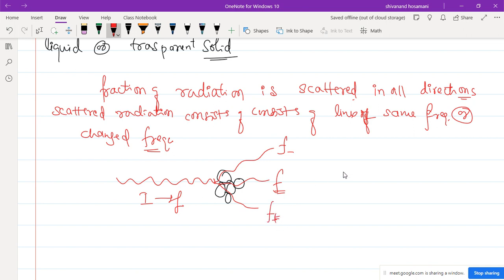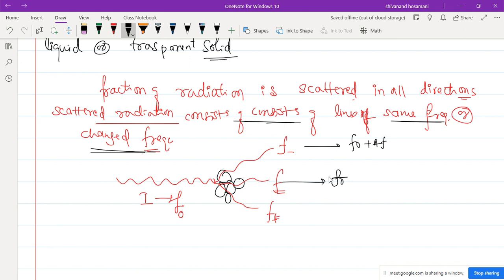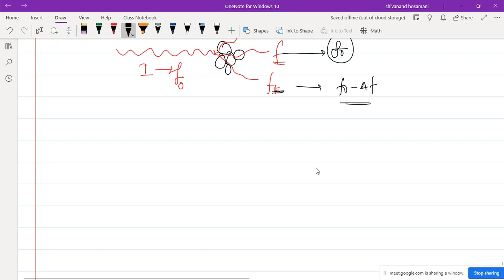Changed means, let us consider the incident is f naught. Then that scattered radiation may consist of lines of same frequency or changed frequency. It may be f naught, or it may be f naught plus delta f, or f naught minus delta f. It may be a higher frequency, a lower frequency, or the same frequency. That is what he has observed.